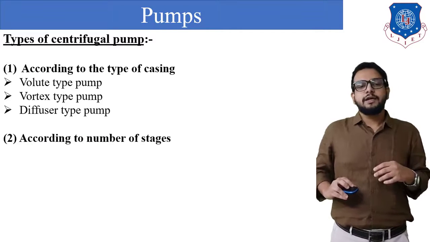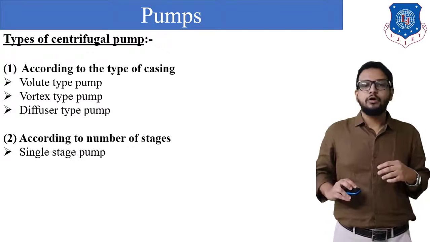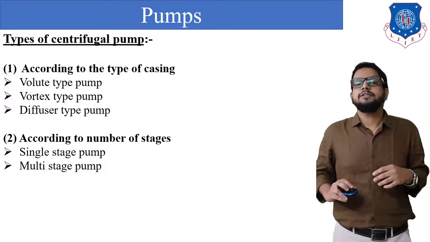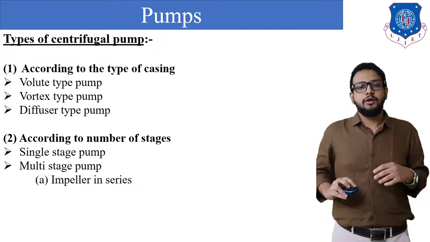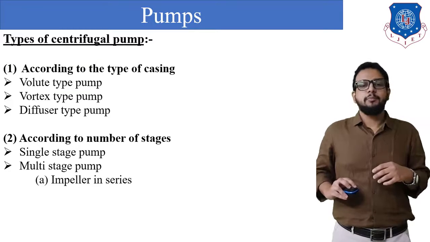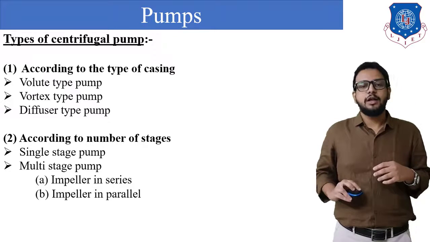Now the second classification is based on the number of stages. So obviously a single stage centrifugal pump, and the second type will be a multi-stage pump. In a multi-stage pump there are two connections: impeller in series connection, and second, impeller in parallel connection.